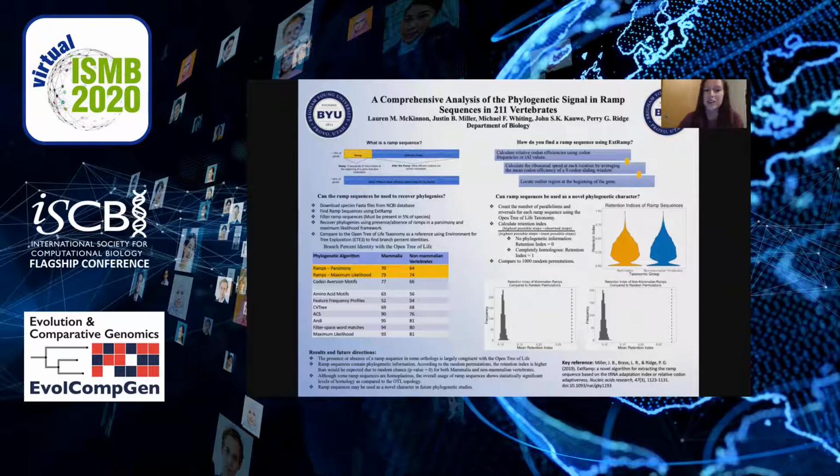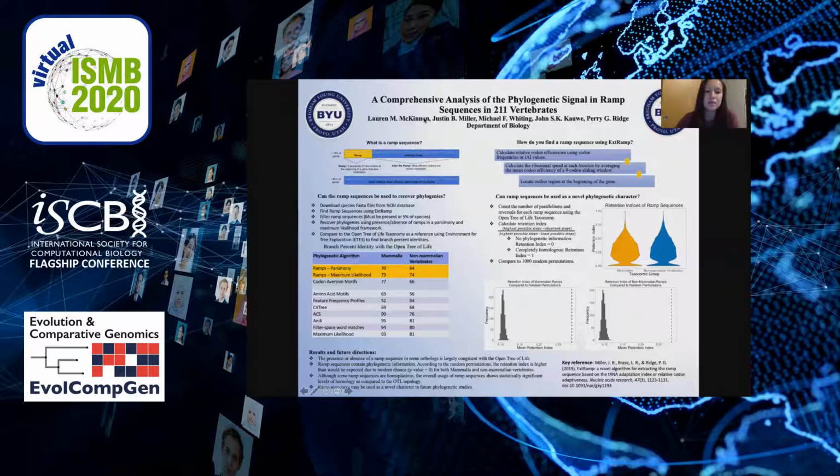So after it does that, this results in an estimate of how fast translation occurs at each index, at each location in the gene. And then when there are outlier regions at the beginning of the gene, so when translation occurs significantly more slowly at the beginning, then we identify that as a ramp sequence. In this particular project, we wanted to know if we could use just the presence or absence of ramp sequences in orthologs to recover phylogenies.